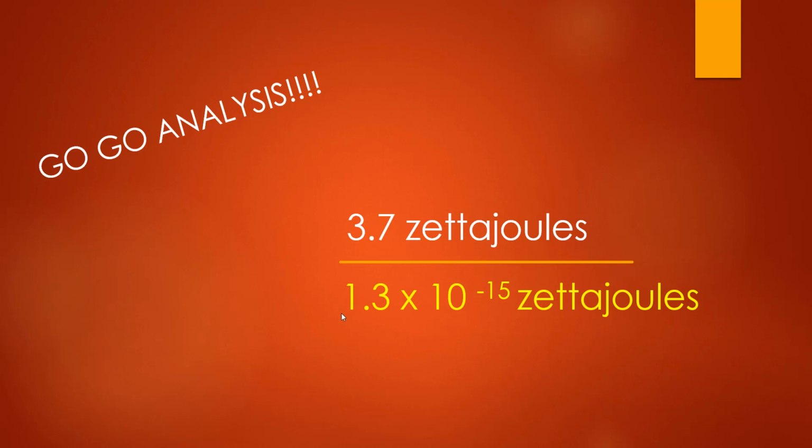Now, there's a video here that I'm going to assign very carefully off to the side. You'll see a little calculator icon, and if you want to know how to put the numbers into the calculator, I'll show you how to do that. But you'll put in 3.7 divided by 1.3 times 10 to the minus 15. Now, because the zettajoules are both on top and the bottom, they technically cancel out, and what you're getting here is sort of a comparison, and I'll show you how you could read this.